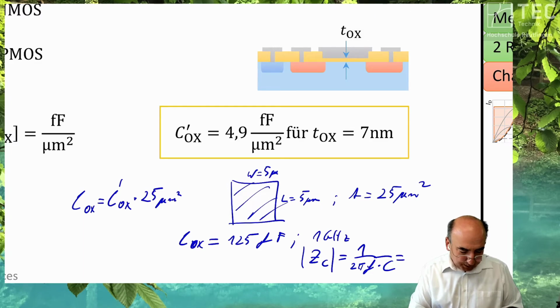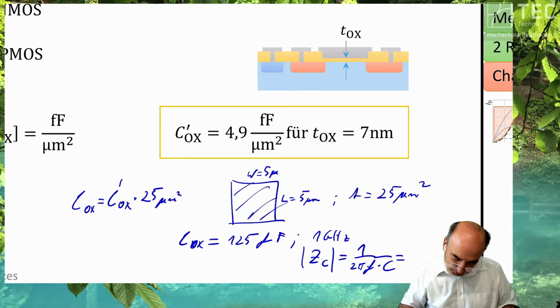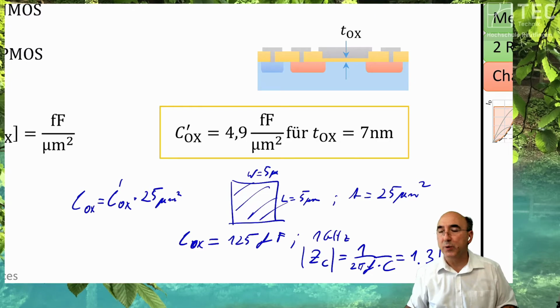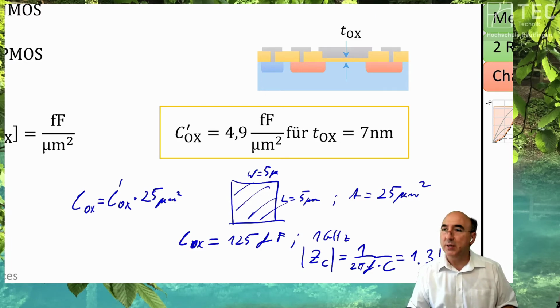1 divided by 2 times 3.14 times 1 giga times 125 femto. That's 1000, 1 dot, let's say 3 kilo ohm. Okay, so the impedance level is 1.3 kilo ohm.